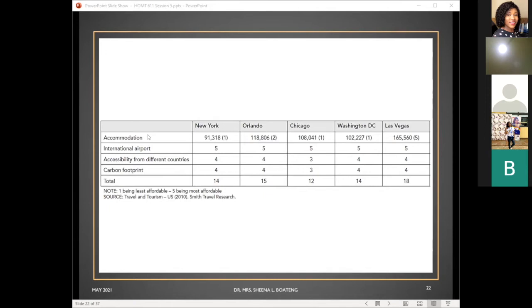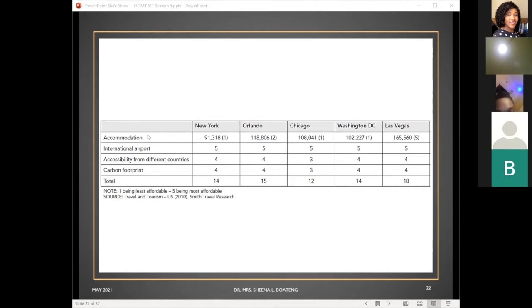So under accommodation, they were looking at how many people could be accommodated in each city. And then they were looking at international airports. Since they were expecting international attendees, they wanted to see which of the cities had an international airport to make it easy for international attendees to get to and from the event. Then they also wanted to look at accessibility from different countries. Again, to look at how easy it was for attendees from different countries to access the city.